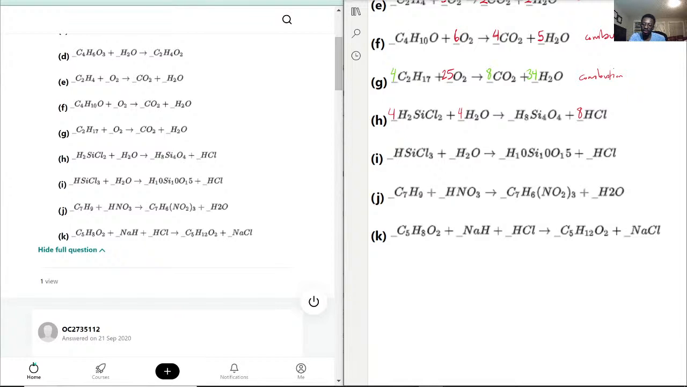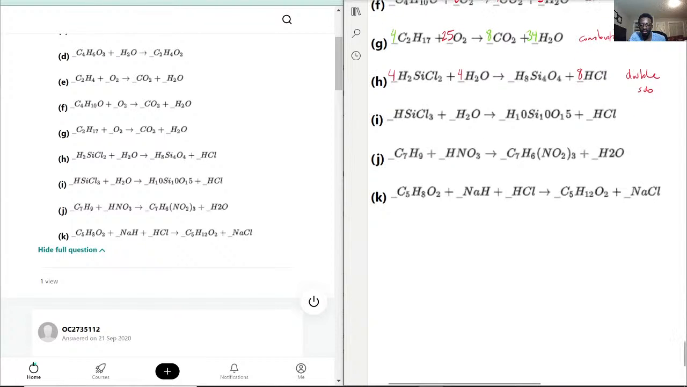So let's see actually if all the hydrogens balance out. 8 plus 8. So let's see the hydrogens. That's 16 hydrogens in total. And 4 times 2 is 8. 4 times 2 is 8. So this checks out actually. H2O to HCl. I guess this may be a double substitution, although it's not as clear because a lot of things changed.